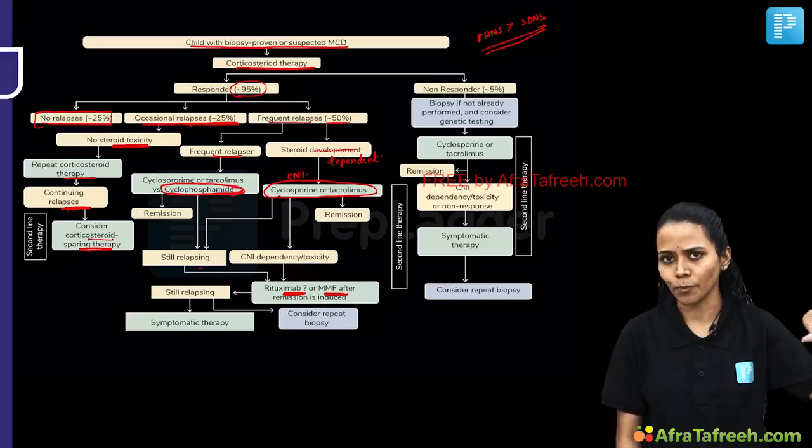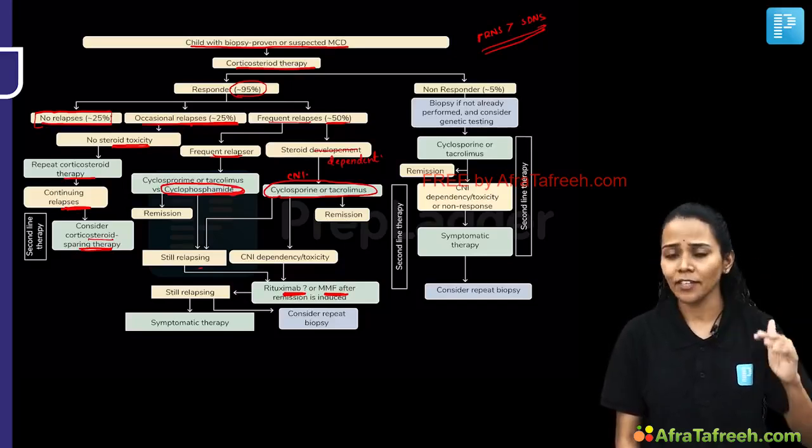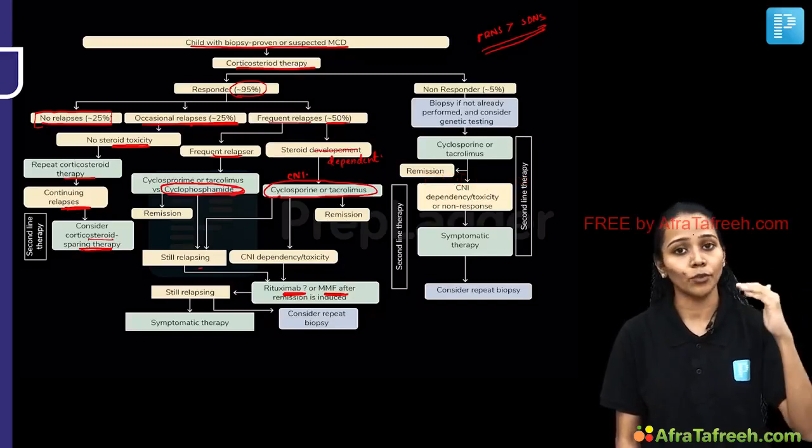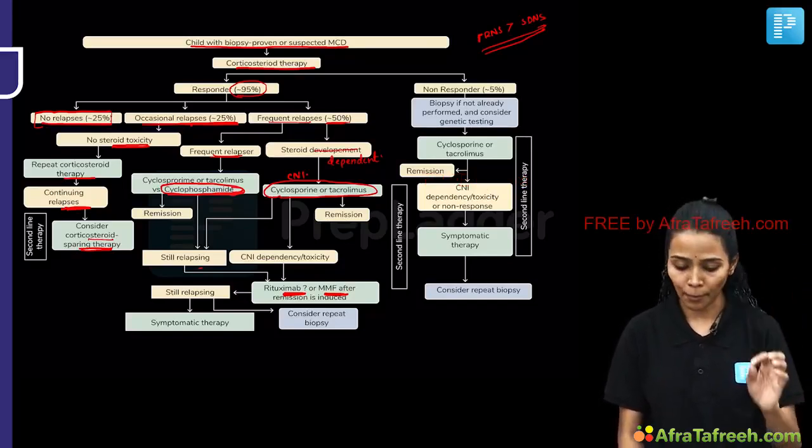Second line is cyclophosphamide. Give cyclophosphamide. Even then, if they are relapsing, try CNI. With CNI also they are relapsing, then you have to go to third line, which is rituximab or MMF.